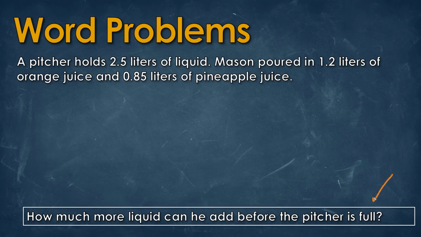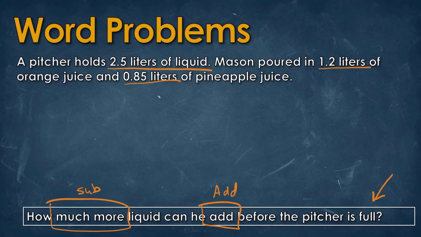Looking at this next problem, it's asking how much more liquid can he add before the pitcher is full. So it looks like we got this word add, and we're actually looking for how much more. So it looks like we're going to be doing both addition and subtraction for this problem. Reading the question, it says a pitcher holds 2.5 liters of liquid. Mason poured in 1.2 liters of orange juice and 0.85 liters of pineapple juice. And then we want to know how much more is needed before it's full.